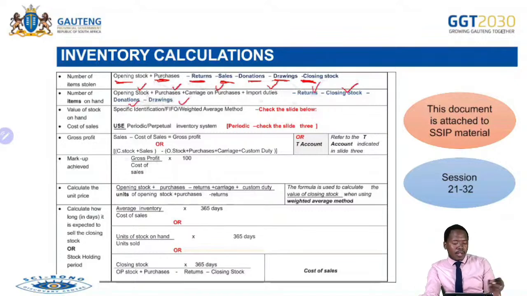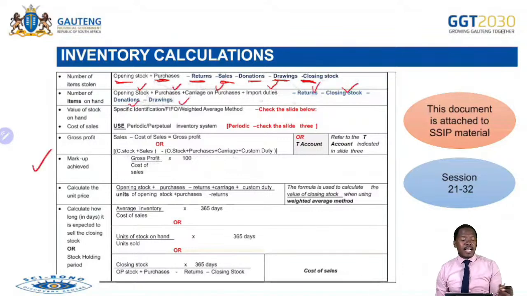And then now, how do I calculate my gross profit? We can say sales minus cost of sales, or closing stock plus sales minus opening stock plus purchases plus carriage plus custom duties. Or we can use a T account. And then now, markup achieved, we must expect markup achieved. This one is just gross profit divided by cost of sales times 100/1. Now, calculate the unit price, which is the weighted average in some cases. It's what we have been discussing, grade 12s. You can look at that.